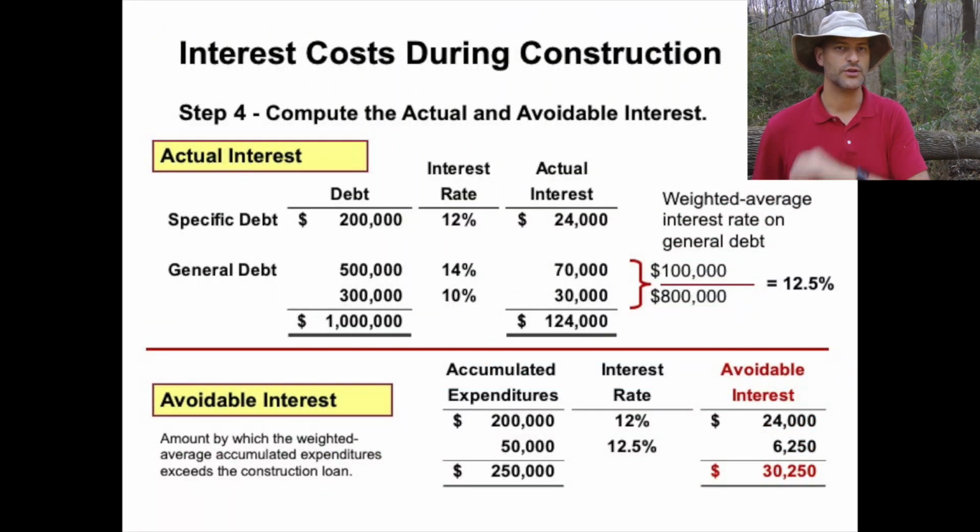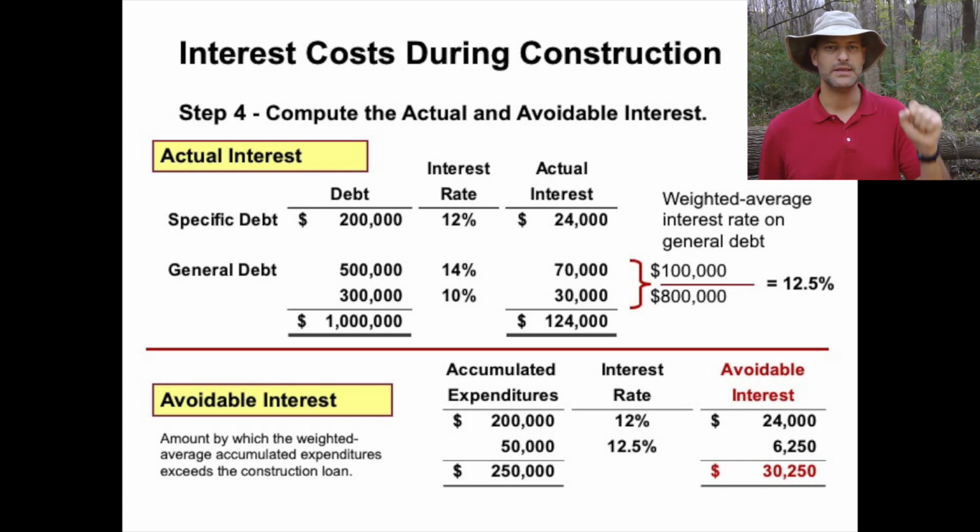So now we're going to move into the interest cost during construction. So compute the actual and avoidable interest. So the actual interest that we incurred was the $200,000 specific debt that was at 12% rate, which means we incurred $24,000 associated with that specific debt. So that's going to be capitalizable.